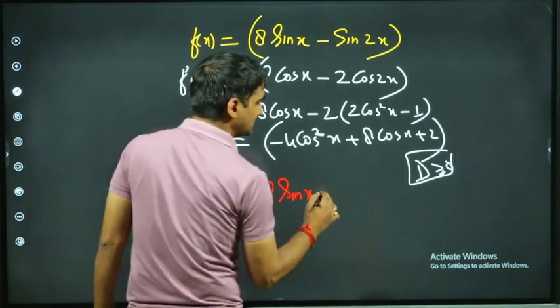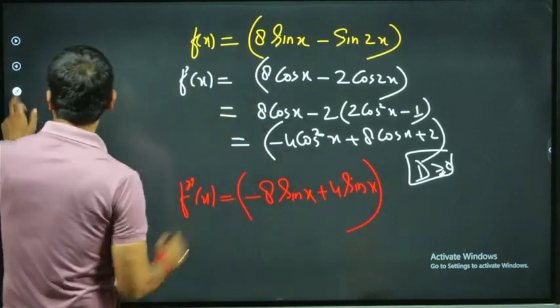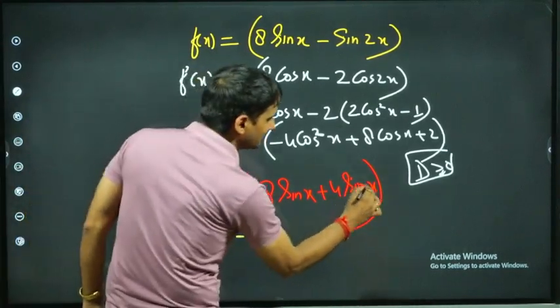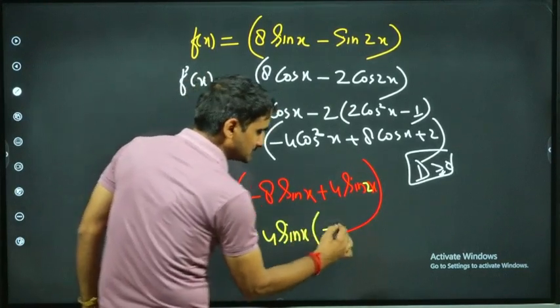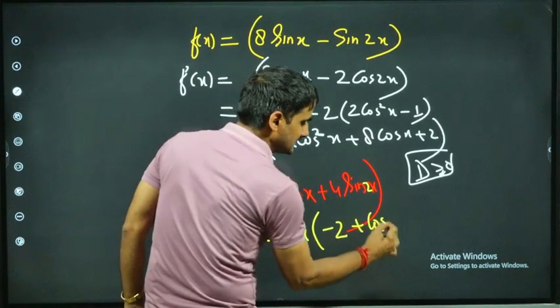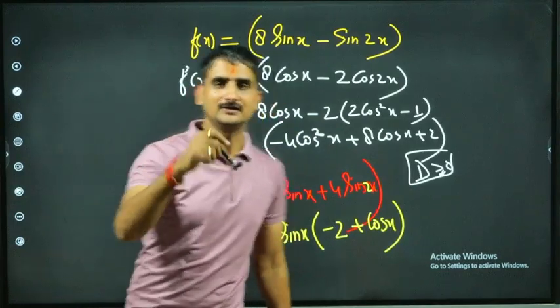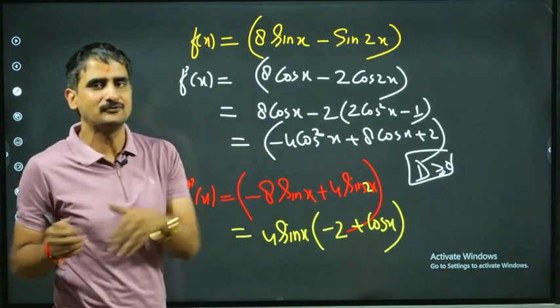So minus 8 and then this is plus 4 sin x. Now here we got it. If we take 4 sin x common, it's minus 2 plus cos x. And we should keep in our mind the interval in which we have to limit ourselves, and the interval is from pi by 4 to pi by 3.